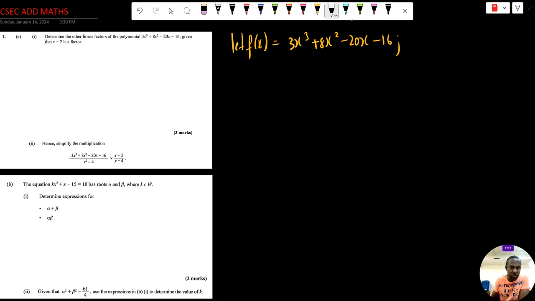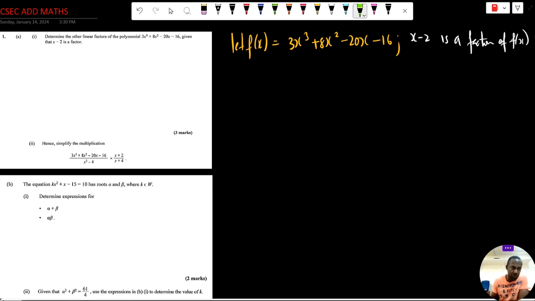And what are we told? We're told that x minus 2 is a factor of f of x. And what are we required to do? We're required to find the other factors. Now, how do we go about doing that? This right here is a cubic polynomial. And of course, x minus 2 is a linear factor.